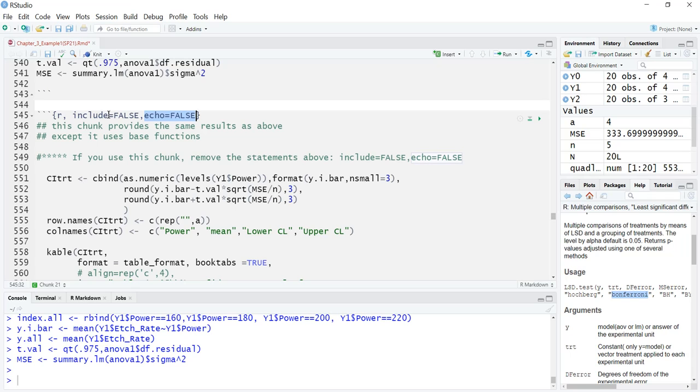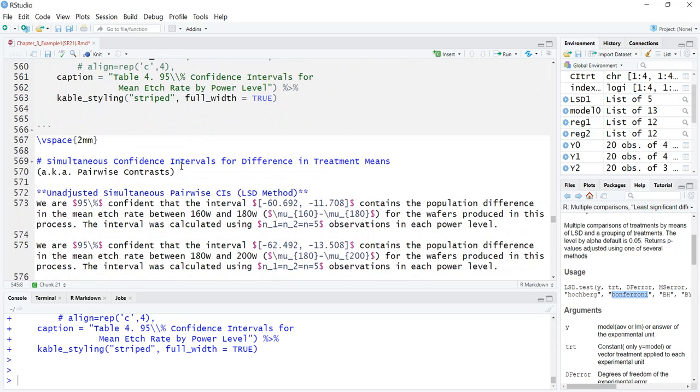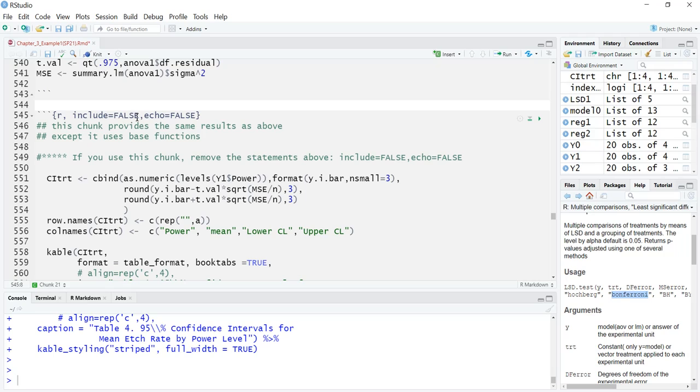And what this does, the include equals false means that the output is not printed. So I run this chunk and nothing happens down here. Okay. That's because of the include equals false. I say echo equals false, and that means when you knit this or compile it, this code is not going to show up in your document either, in your PDF file.